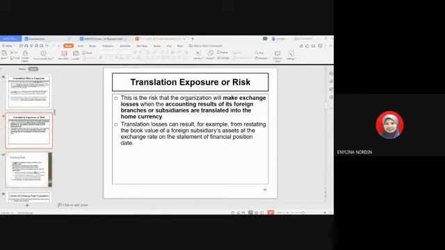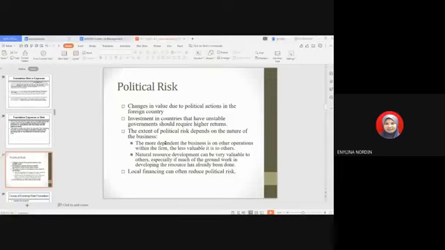Okay, another risk that makes the exchange rate fluctuate is what? Political risk, changes in value or in the exchange rate due to political actions or political changes in the foreign countries, right? Like in our country here, it's not really stable politically. So most probably, this will affect these unstable situations. Political instability will influence the exchange rate.